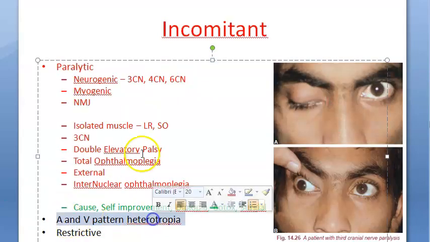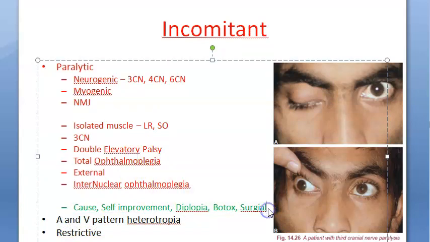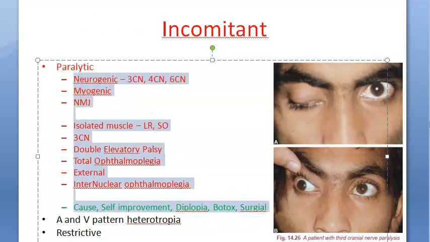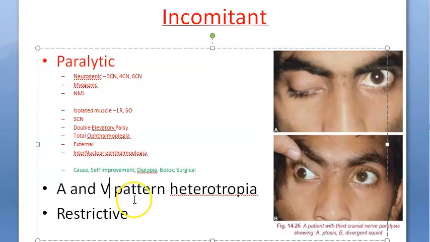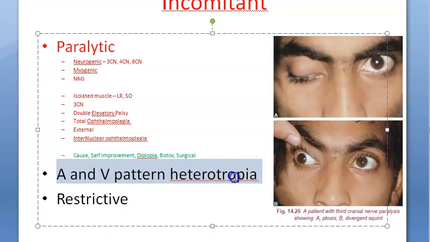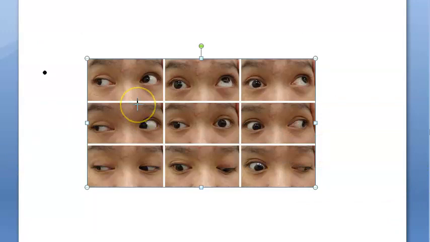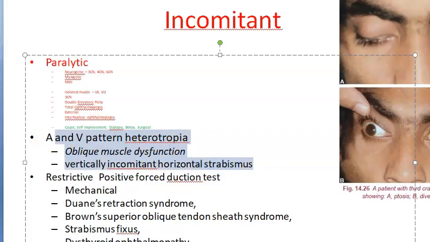Still, what is there? A and V pattern heterotropia is there and restrictive. All these are coming under incomitant only. Shall we look at it in this video only or what? Let's see. So we are in incomitant, right? In that, we have to look at this A and V pattern heterotropia. The term A or V pattern squint is used when the amount of deviation in the squinting eye varies by more than 10 or more than 15, respectively, between upward and downward gaze. That is what we are looking at.